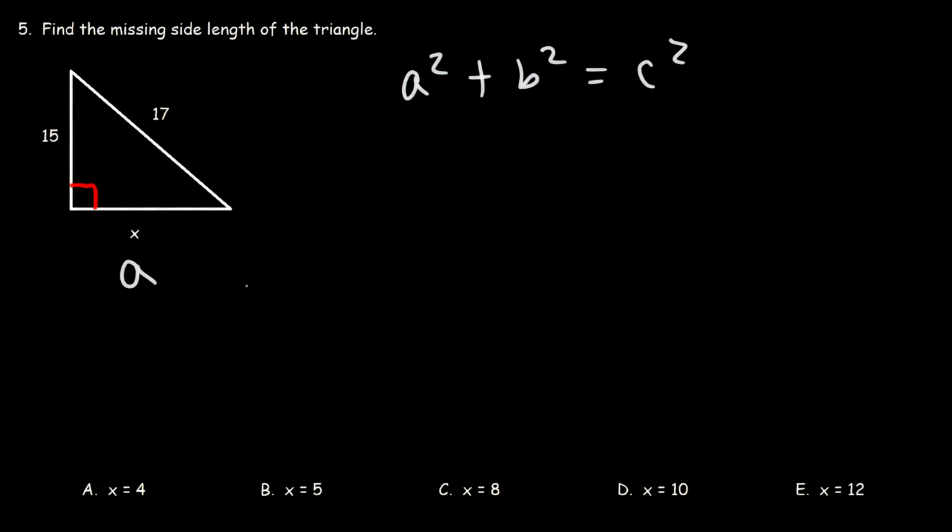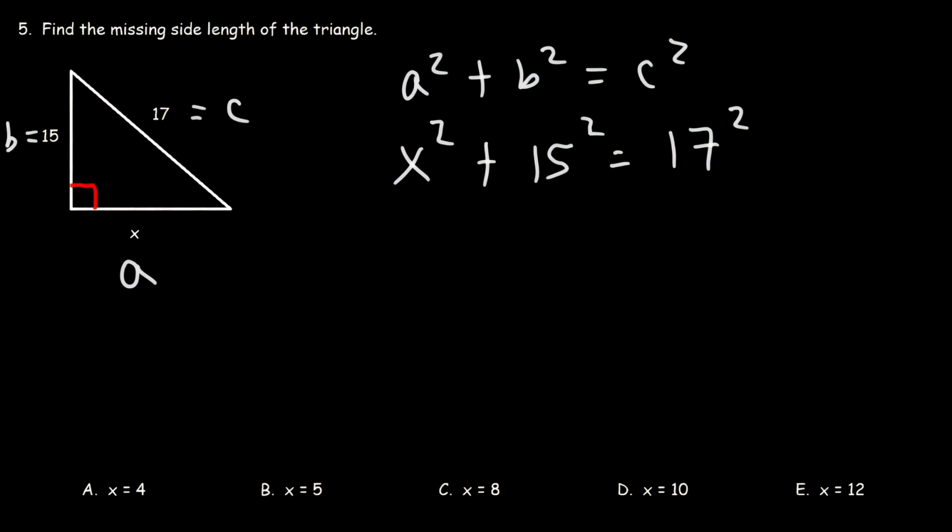So x can be considered as a, b can be 15. C is the hypotenuse. The hypotenuse is the longest side of the triangle. In this case, C is 17. C is always across the 90-degree right angle, which is represented by the red box. So we're going to replace A with X, and let's replace B with 15. And let's replace C with 17. So all we need to do is solve for X.